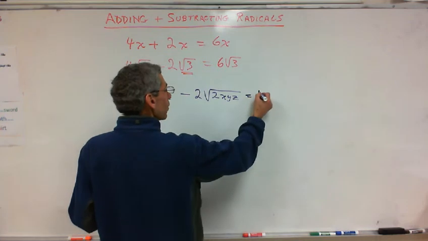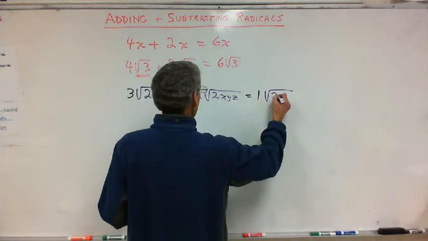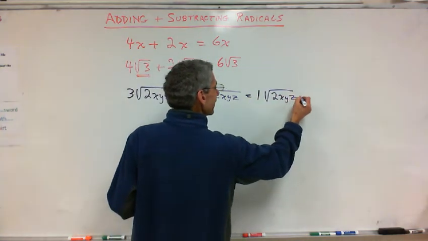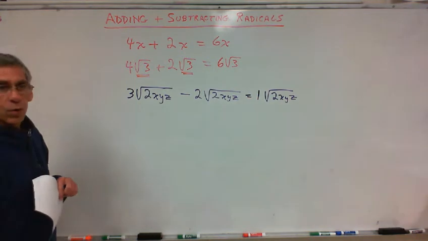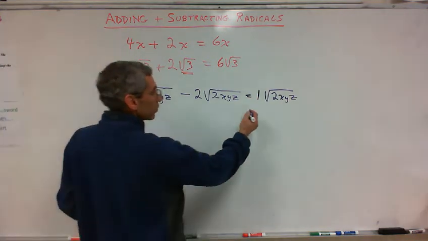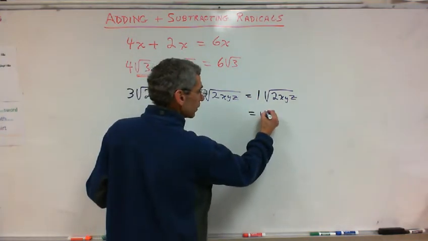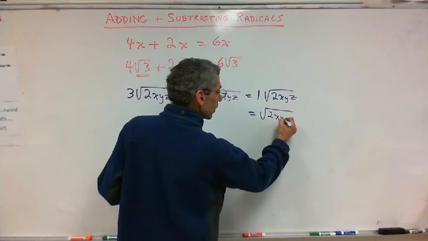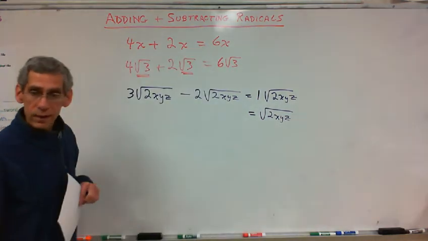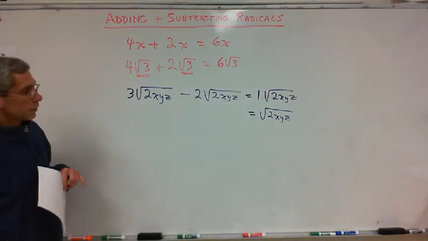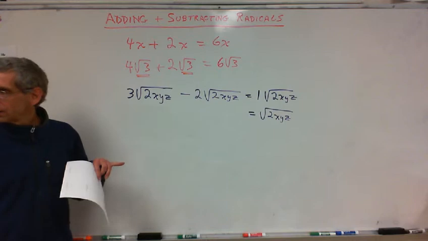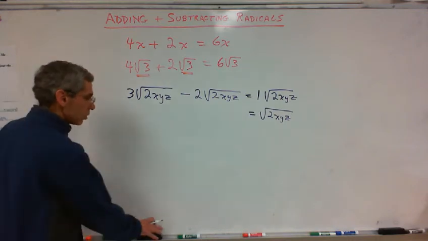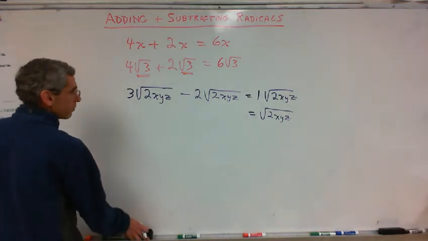Okay, so we have 1 square root of 2xyz. Or you could write it without the 1, because everything is understood to have a 1. That's fine too. Either one of those would be right. Okay, you with me on that? It's pretty straightforward.